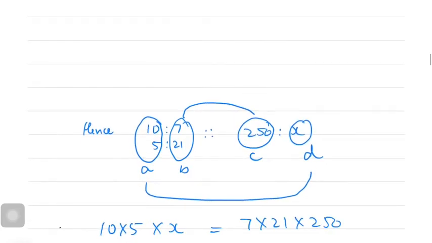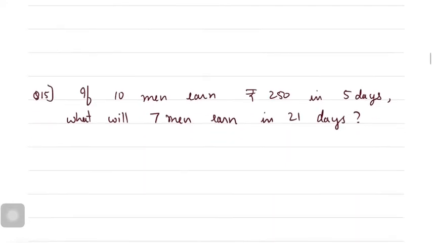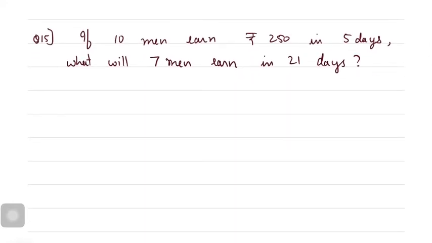Let's solve the next question. If 10 men earn rupees 250 in 5 days, what will 7 men earn in 21 days? Okay. So here there are 3 ratios. Okay. So 10 men working for 250. 10 men are working for 5 days and earning 250. Okay. 7 men working for 21 days and earning some X amount.